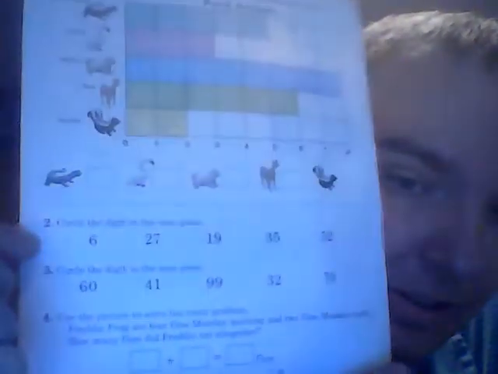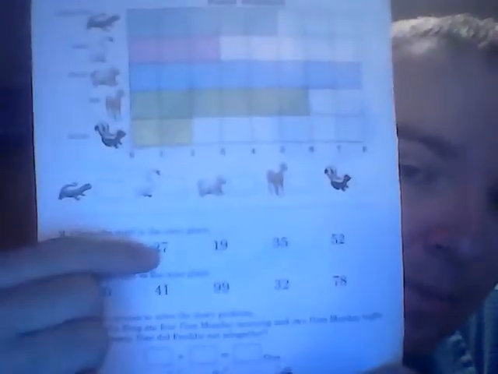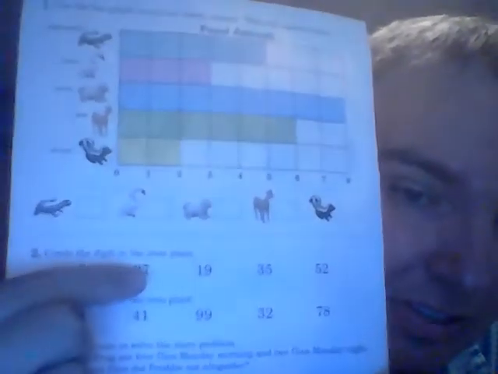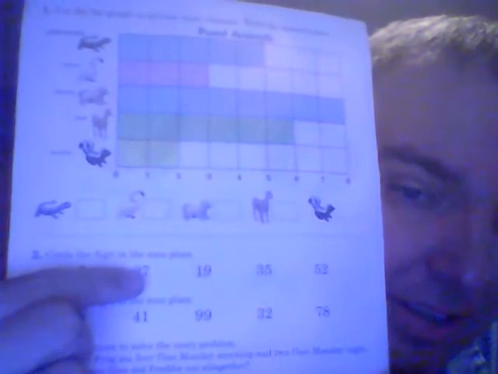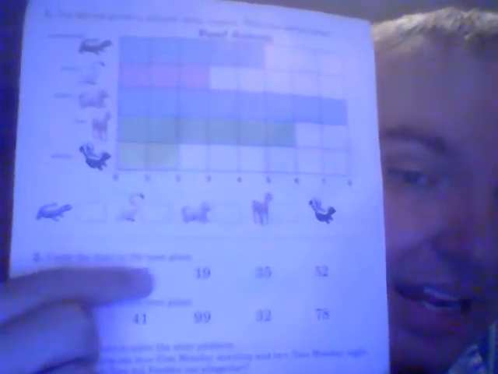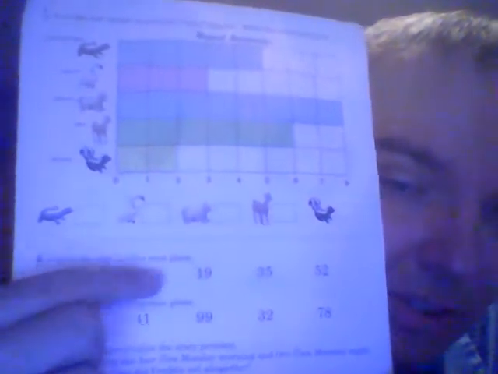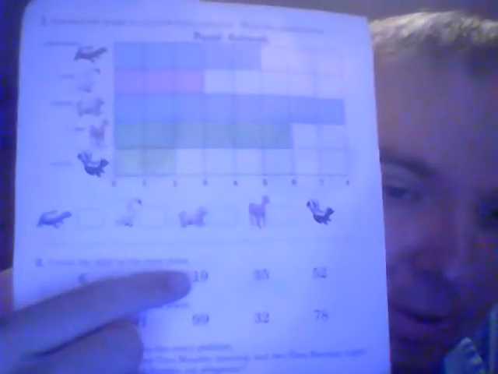6 only has one number, right? So it only has one number, so circle it. But this number has 2 numbers. 27, which one is the ones? It's this number here on the right. The number at the end is the number in the ones. So circle that. How about this number, 19?